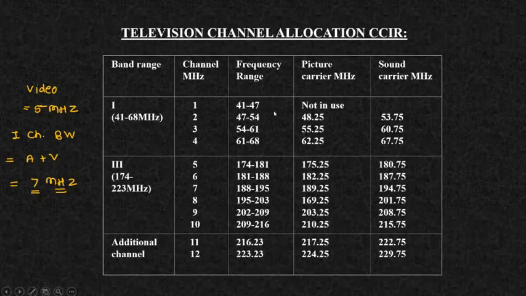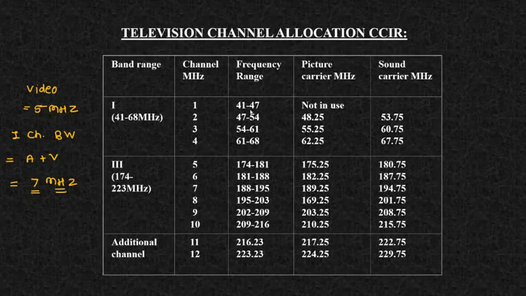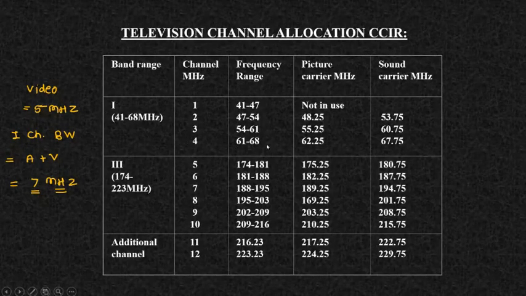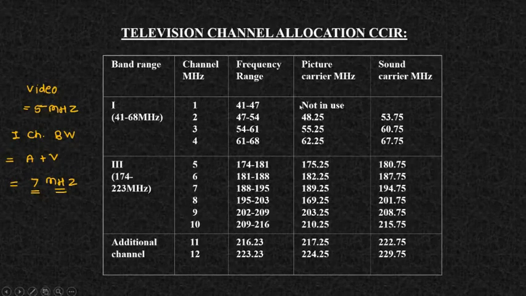So in band 1, 41 to 47 is not 7 megahertz, this is 6 megahertz. It is not used for any transmission. It is just used for research purposes, if you want to do any research in this particular range you can do it. Okay, but this is licensed. 47 to 54 is 7 megahertz. Channel 2, channel 3: 54 plus 7 is 61, 61 plus 7 is 68. So these four channels are there. Out of that, channel 1 is not in use.